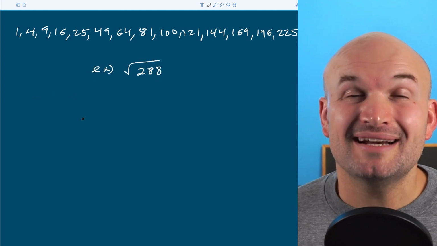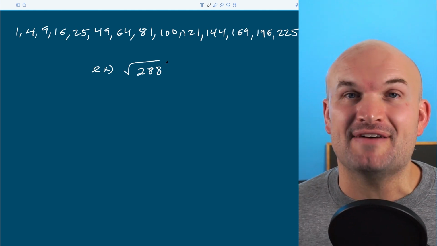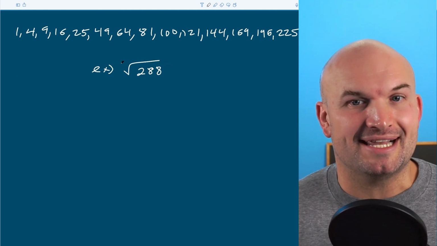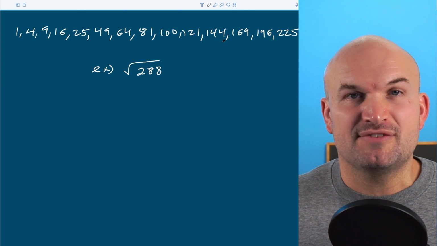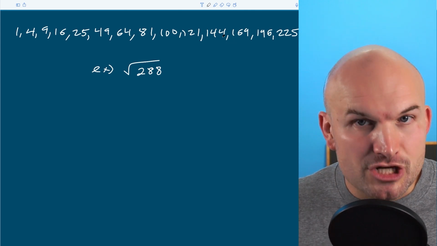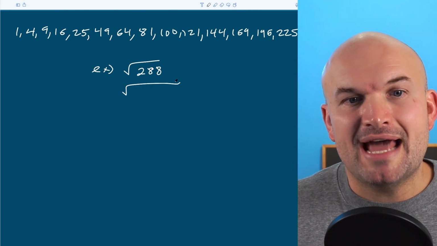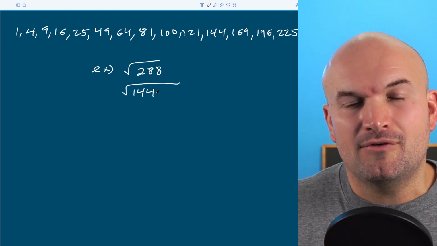So for example, 288 is a pretty big number. It could be divisible by quite a few of these numbers, but if I look at the largest number that is divisible out of this list, I recognize it's just 144 times 2. So I can really speed along my process if I know these numbers and I can immediately see if they're divisible into my radicand. So now I can break this up into 144 times 2.